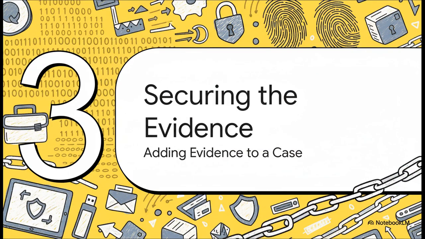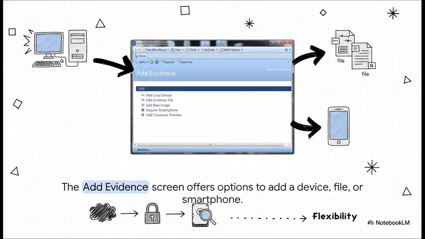Okay, so the case file is ready to go. Now it's time for the big one, bringing the actual evidence into this super secure environment. This is literally the digital version of taking a piece of evidence from a crime scene and sealing it in a tamper-proof bag. And what's really cool here is just how flexible it is. EnCase isn't just for old-school computer hard drives. An examiner can pull in a disk image or even grab data directly from a smartphone. It's really built for the messy, complicated digital world we actually live in.